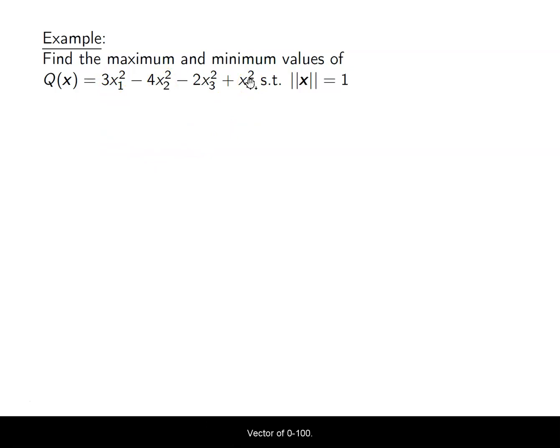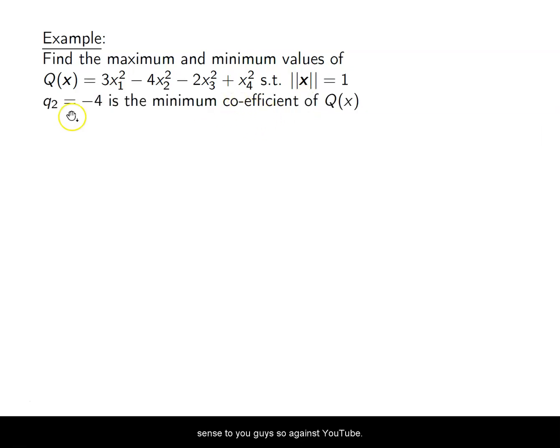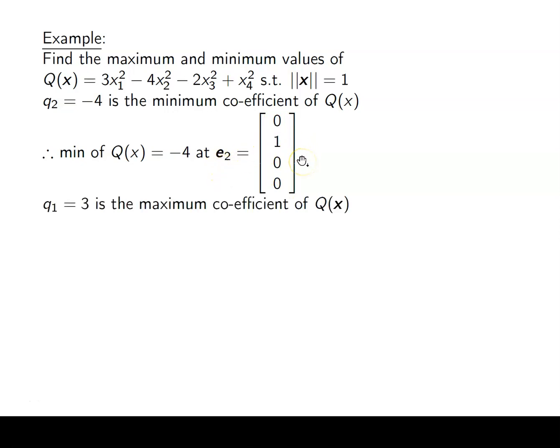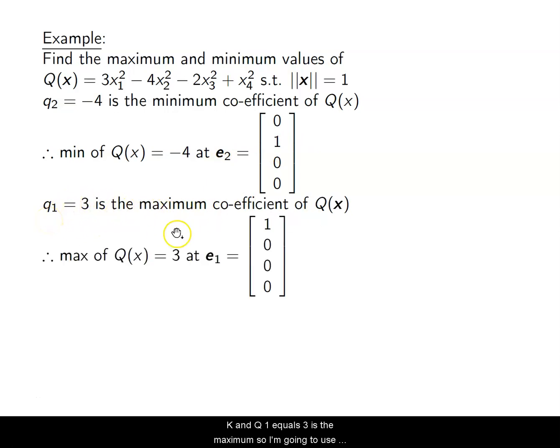Okay? So let's expand that idea a little bit. It's one thing for me to say, hey, this is the value because of this theorem. But let's verify this so it makes a little more sense. So again, Q2 equaling -4 is the minimum coefficient, and that happens at the standard unit vector e2. So it's zeros everywhere except in the subscript position, which is the second input. Okay, and Q1 equals 3 is the maximum, so I'm going to use e1 as my input vector.